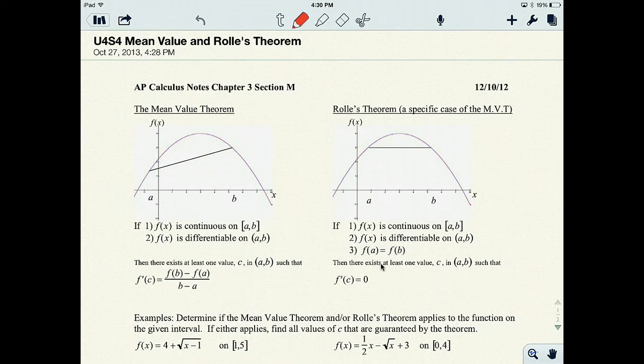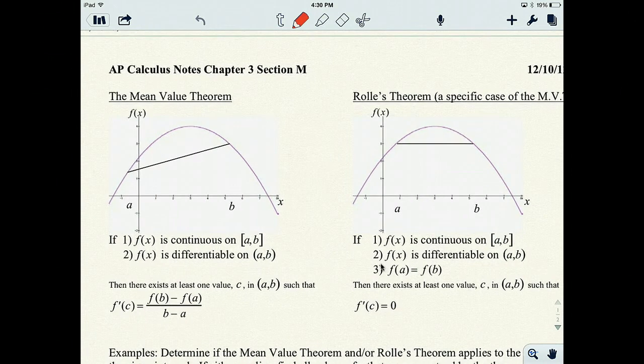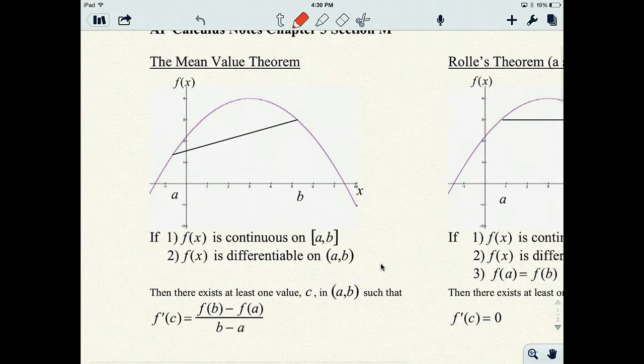Hello, this lesson is on Unit 4 Standard 4, which is the mean value theorem and also Rolle's theorem. You see two pictures here on your notes, and I'm going to focus on one of them. This is the general theorem, and Rolle's theorem is actually an applied version of the mean value theorem.